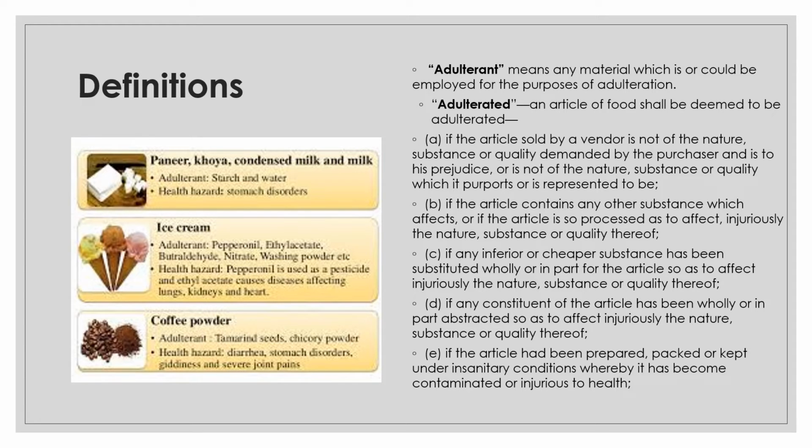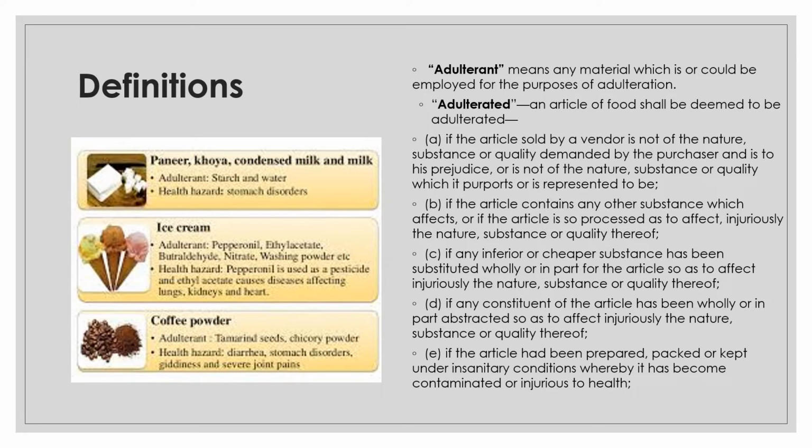And there are some definitions given by the Act. Firstly, we shall see adulterant. Adulterant means any material which is or could be employed for the purpose of adulteration. For example, you can see in the picture, in case of paneer, koya, condensed milk and milk products, the adulterant could be starch and water, and it may cause stomach disorders. Okay, so that is the health hazard.